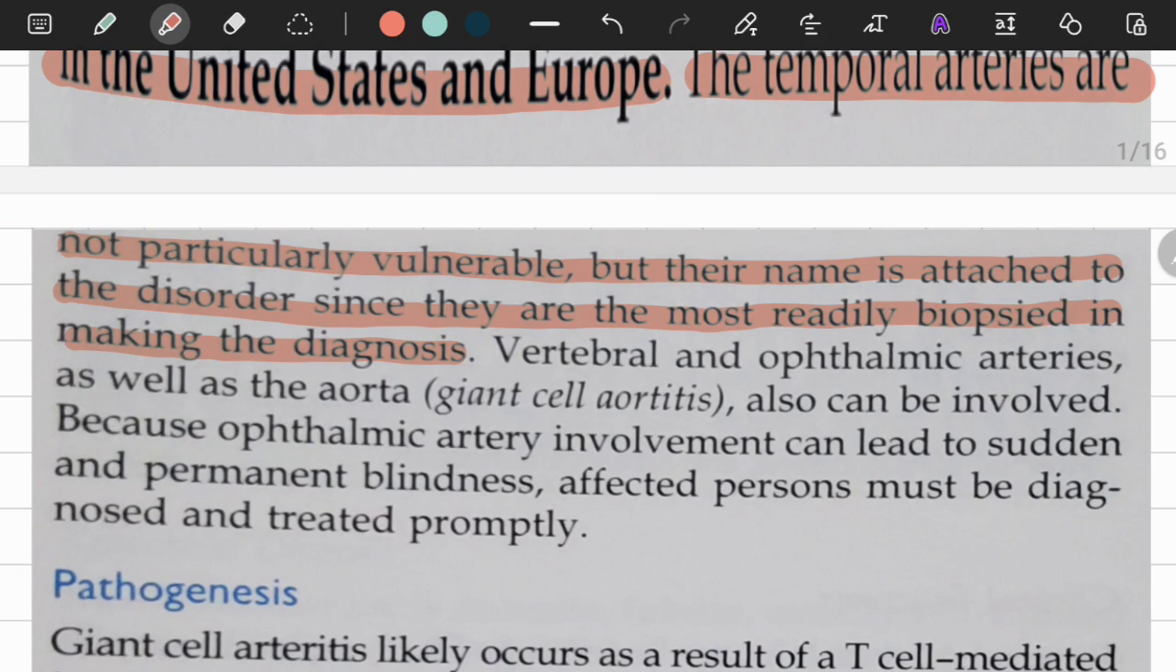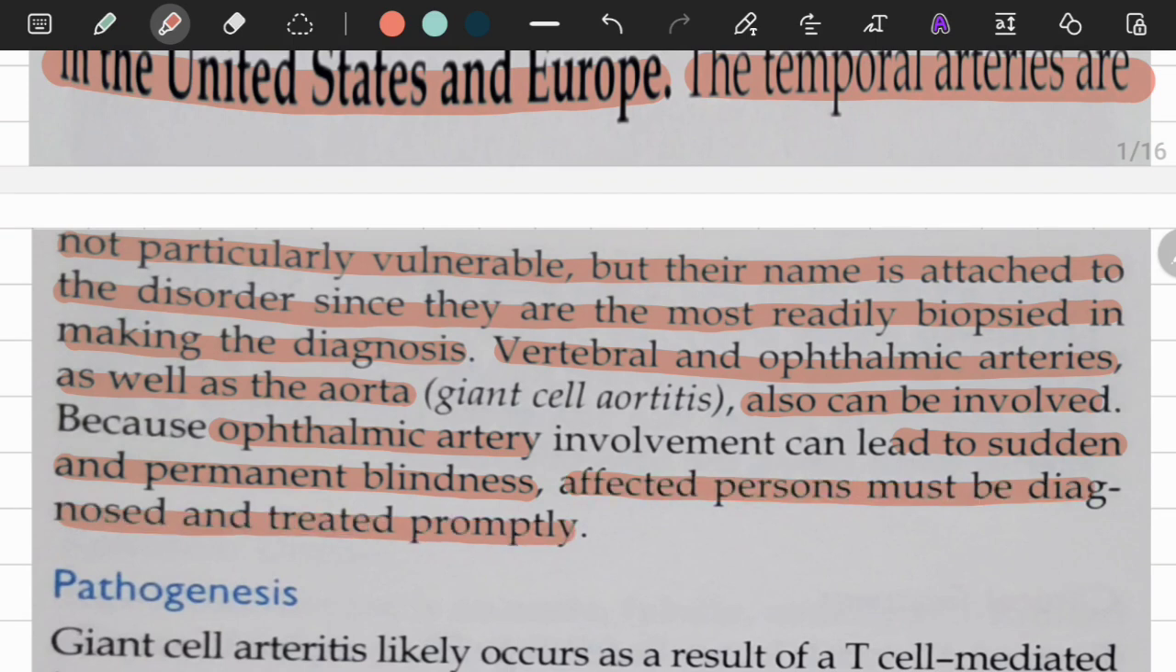As the name suggests, it would be indicative that the temporal artery must be involved. But in most cases the temporal artery is not involved, and the temporal artery sample is biopsied to make the diagnosis, and hence the name. Vertebral and ophthalmic arteries as well as the aorta, that is giant cell aortitis, can also be involved. Because ophthalmic artery involvement can lead to sudden and permanent blindness, affected persons must be diagnosed and treated promptly.